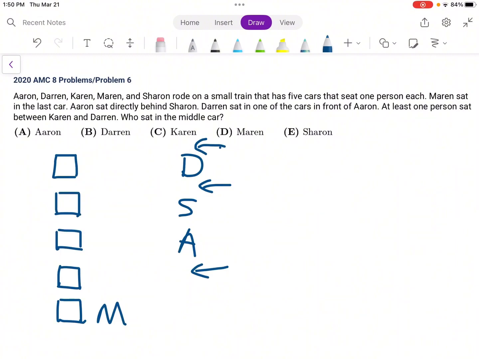Karen will be next to Darren, and that's not correct. So the only place Karen can sit is here. Therefore, Darren will be the first person, and then Sharon is the second, Aaron is the third. So the answer is A.